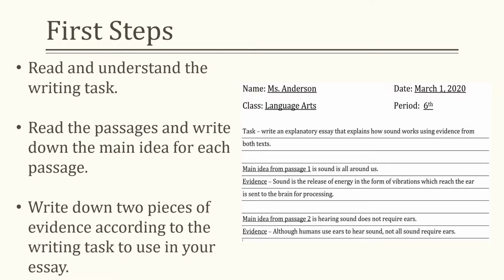So here's your first task. Open up your composition book and do a page header just like I have it, but of course put the correct date. You're going to write down the task, because this is what you would do if you were taking an actual exam. You would actually write down the writing task. And then after you have read both passages, you would go back to your notes on your scratch paper and write down the main idea from passage number 1, and the main idea from passage number 2.